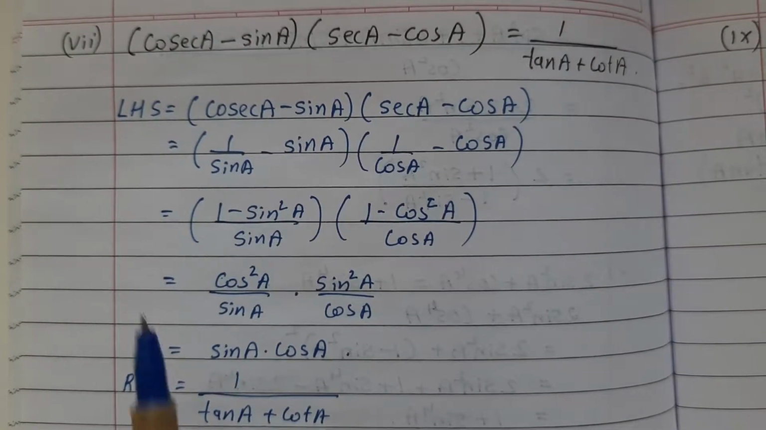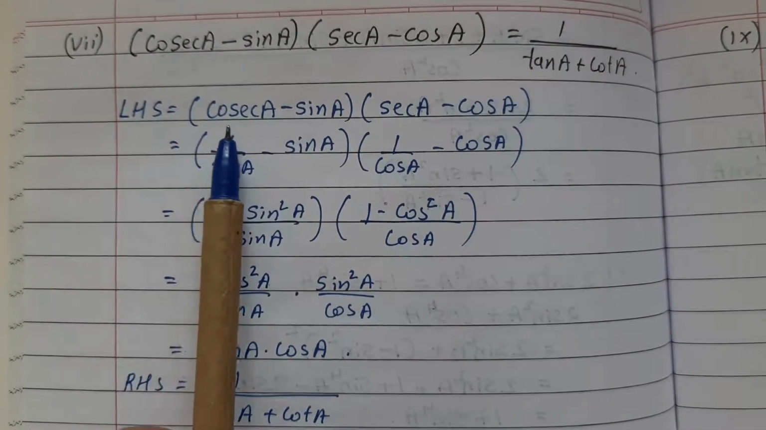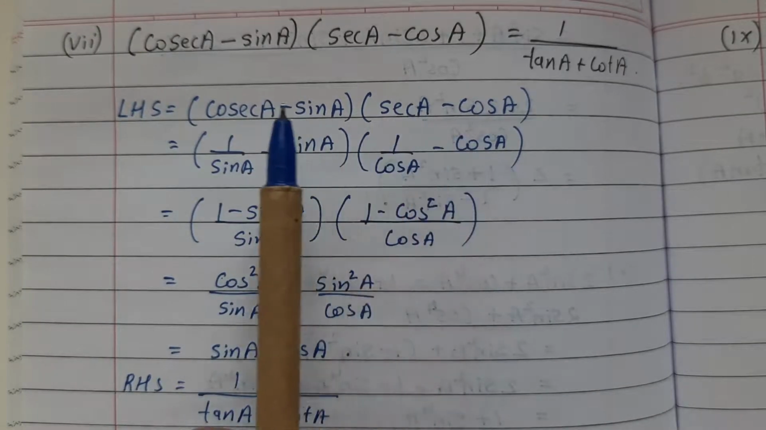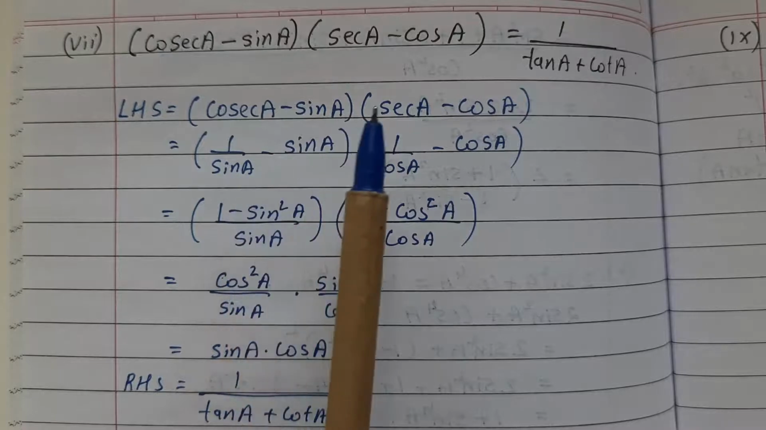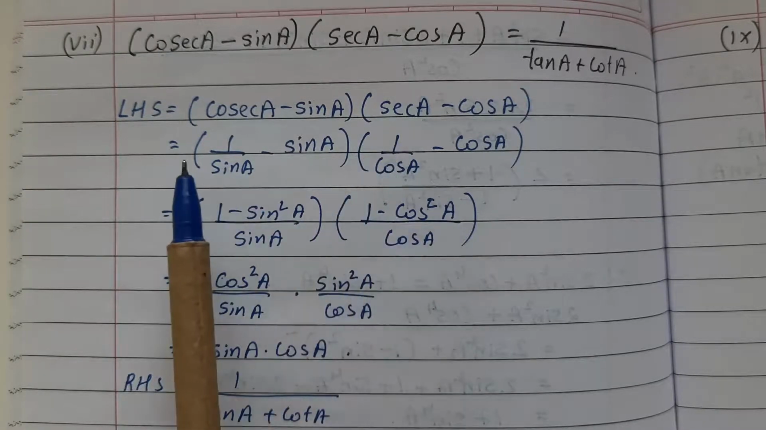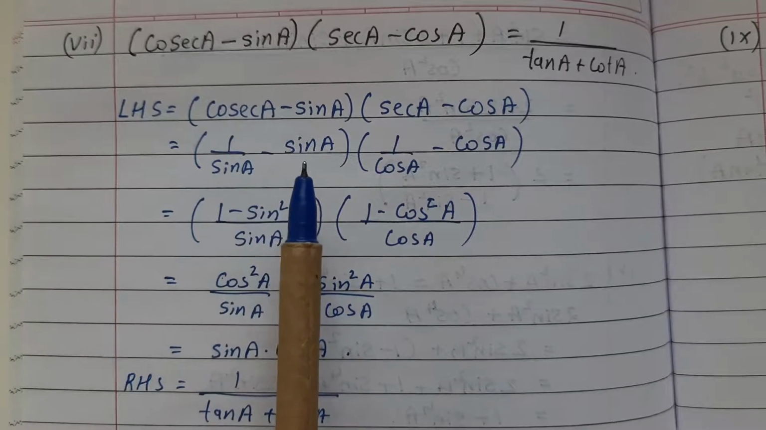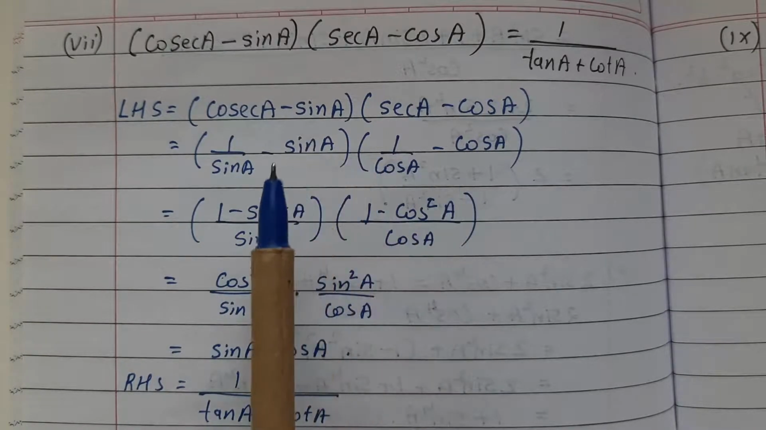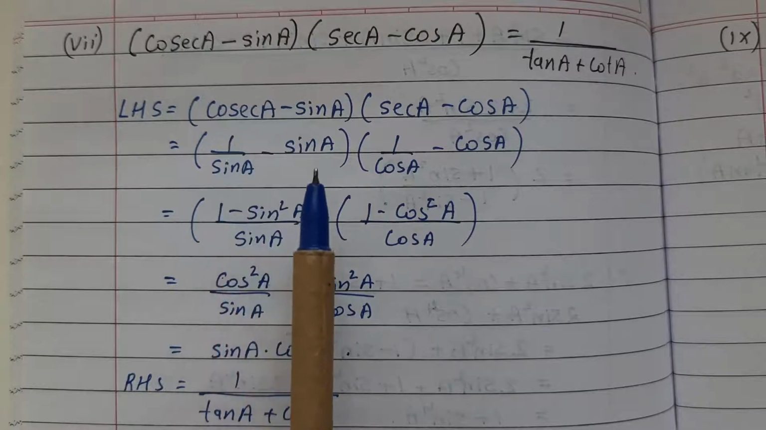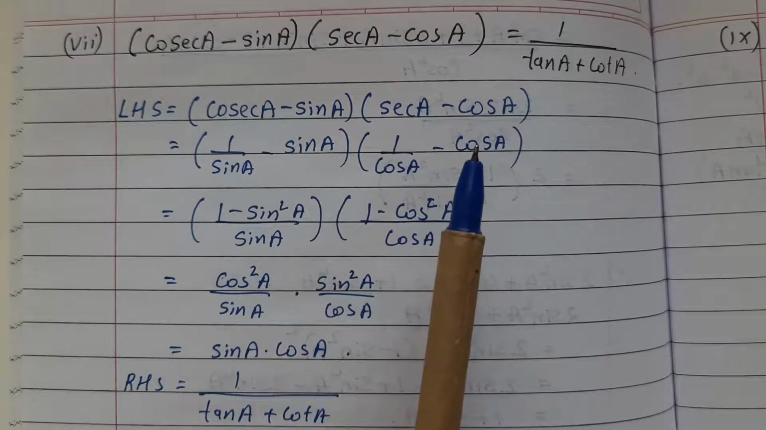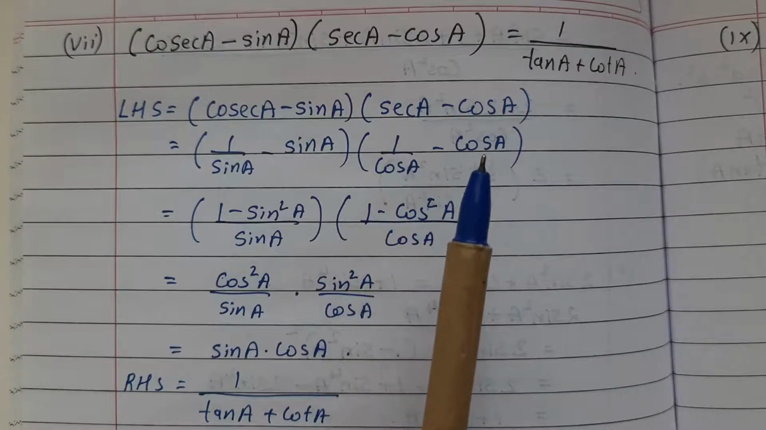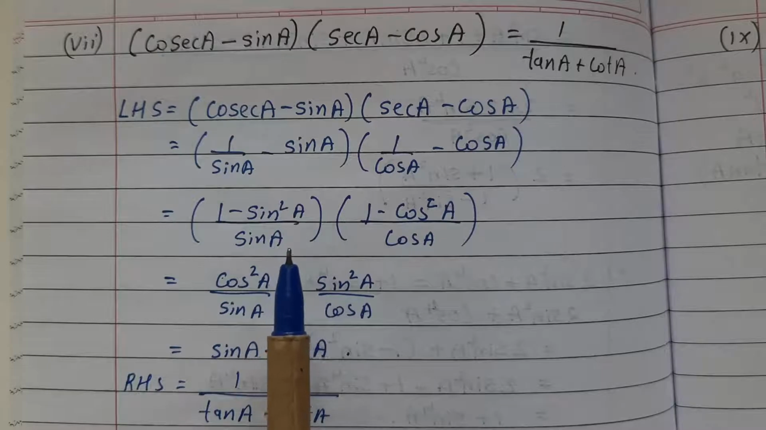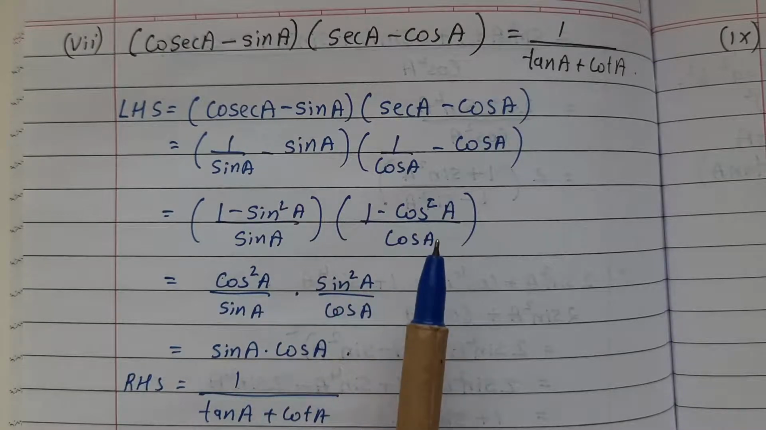Seventh part. Left hand side is equal to (cosec A minus sin A) into (sec A minus cos A). Cosec A is 1 upon sin A, sec A is 1 upon cos A. So it equals (1 upon sin A minus sin A) into (1 upon cos A minus cos A). Here the LCM is sin A, so multiply and divide by sin A. Here the LCM is cos A, so multiply and divide by cos A. We get (1 minus sin square A) upon sin A into (1 minus cos square A) upon cos A.